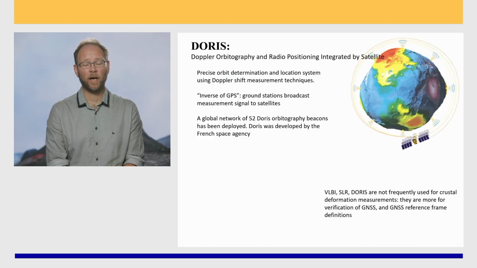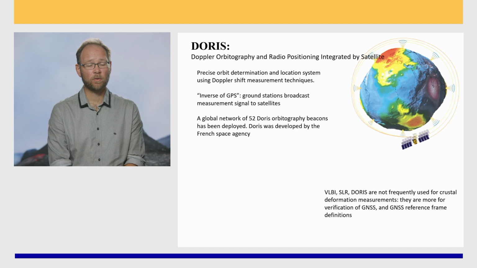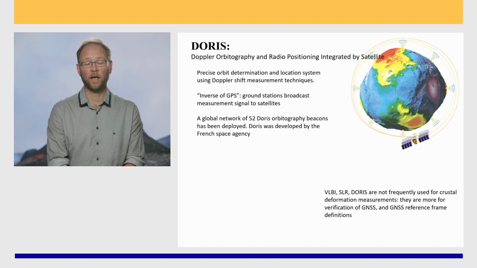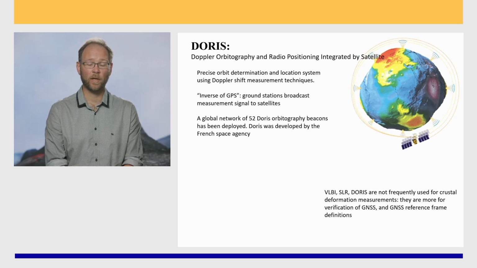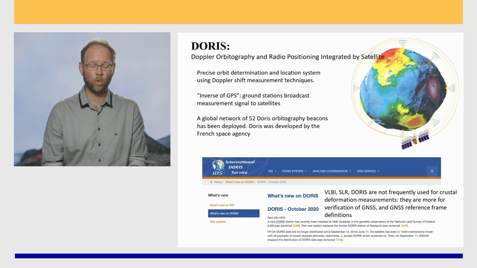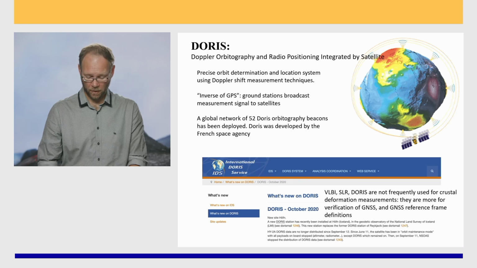And the final space geodetic technique that I was going to talk about is called DORIS. It's sort of the inverse of the GNSS systems in the manner that the transponders that broadcast the waves are on the ground and the receivers are in the satellites. So there is, for example, a DORIS station in Iceland and some other places around the world. This is not frequently used for crustal deformation, but is important for verification of GNSS and definition of reference frames.